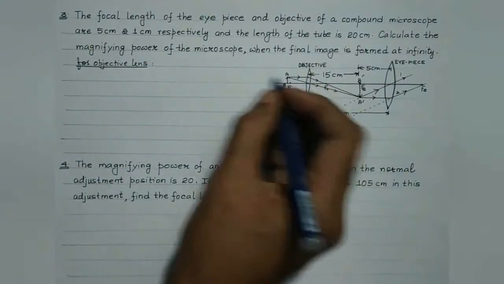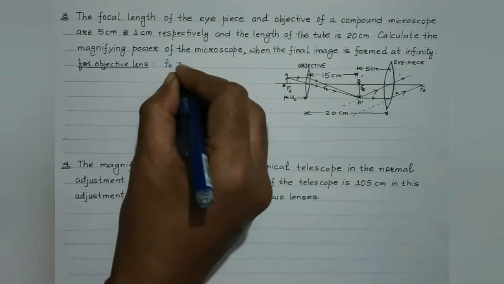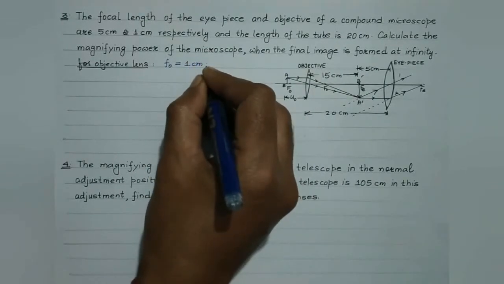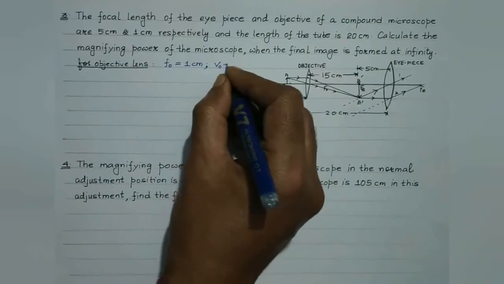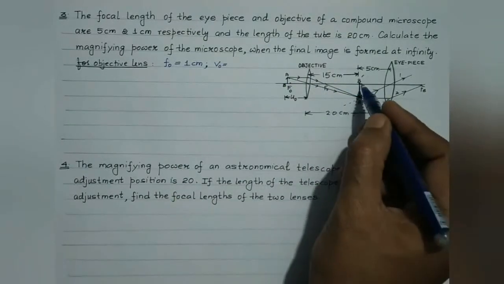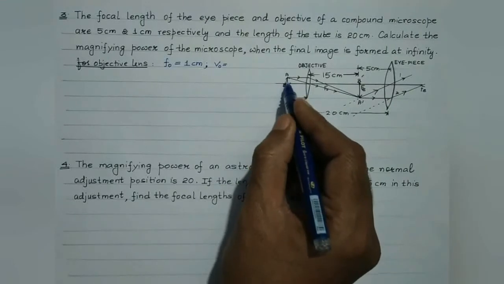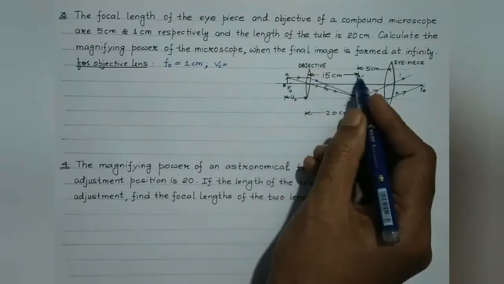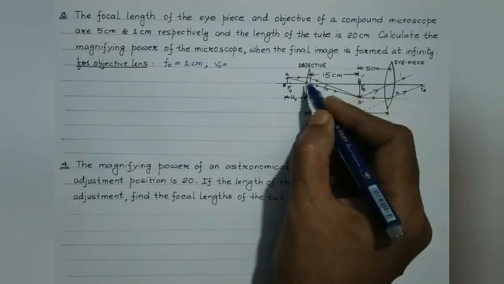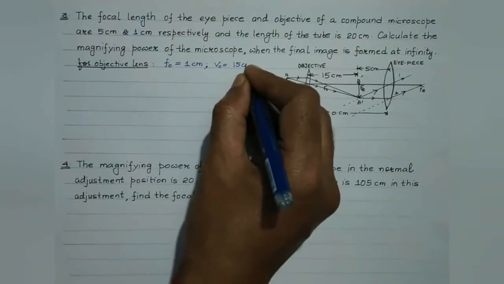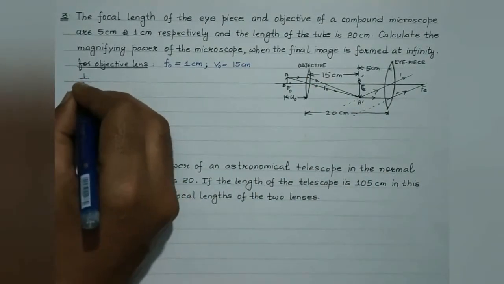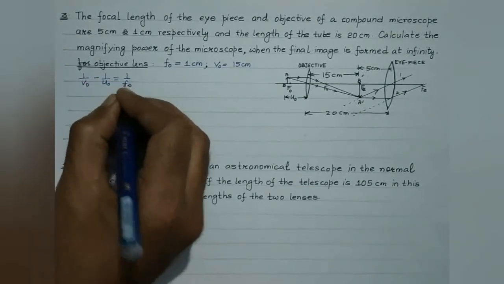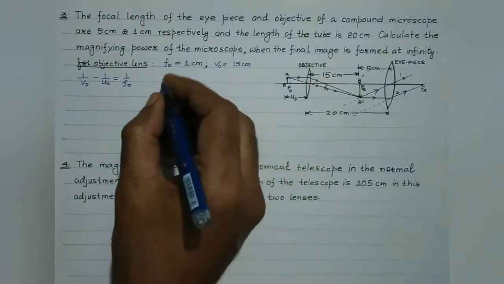For the objective lens, the focal length is given to be 1 centimeter. V0 is the real image obtained. A'B' is the image of object AB for this objective lens, so the image distance from the objective is 15. Just now we calculated this: 20 minus 5, which gives us 15. Making use of the lens equation, 1 by V0 minus 1 by U0 is equal to 1 by F0, we can easily get the value of U0. So let's try to solve it.